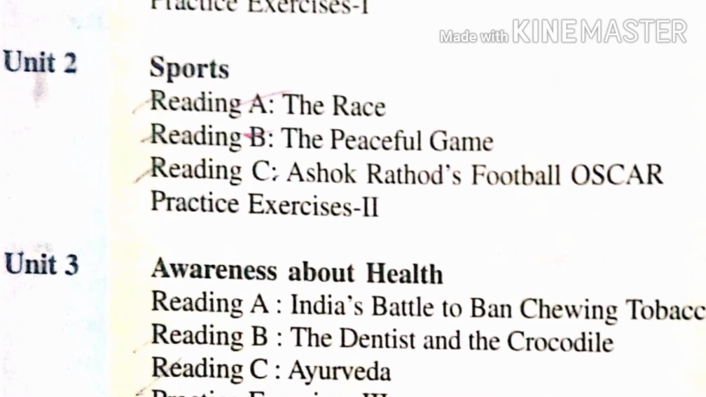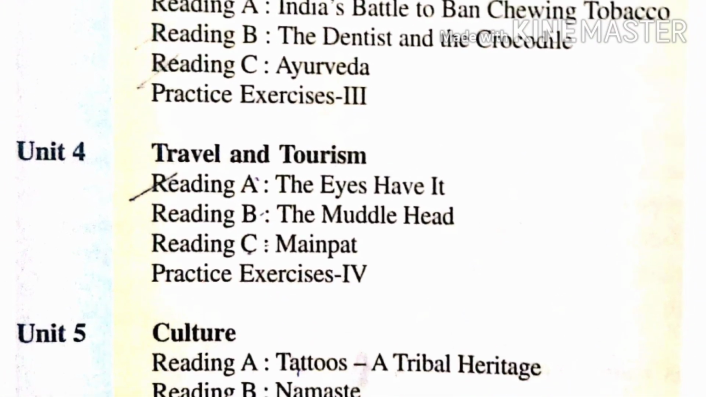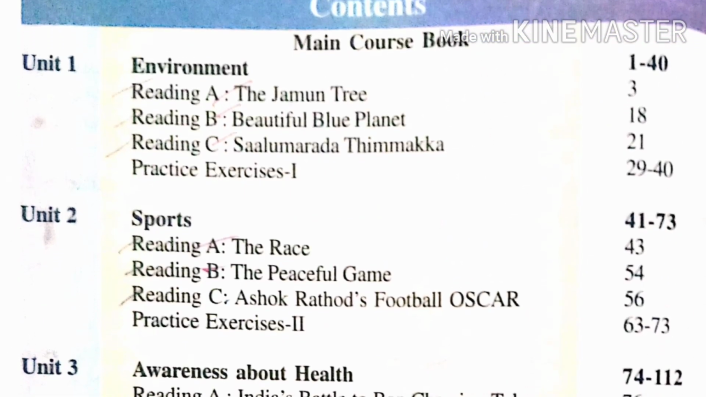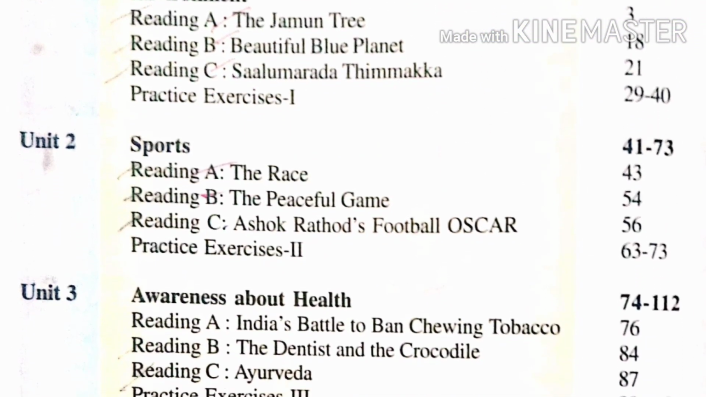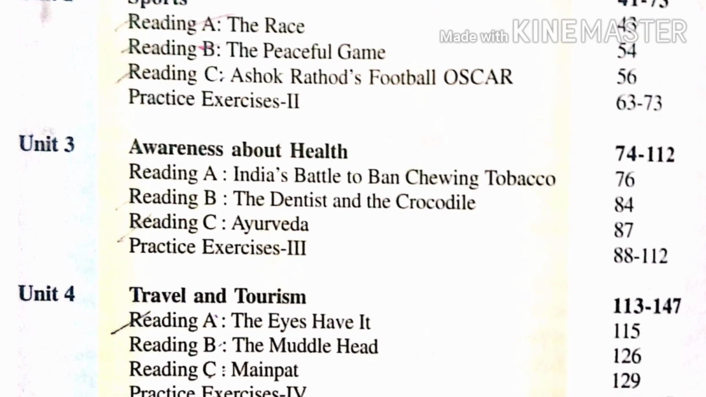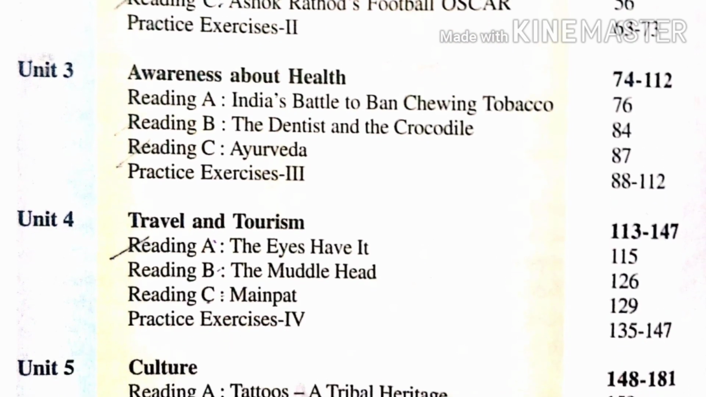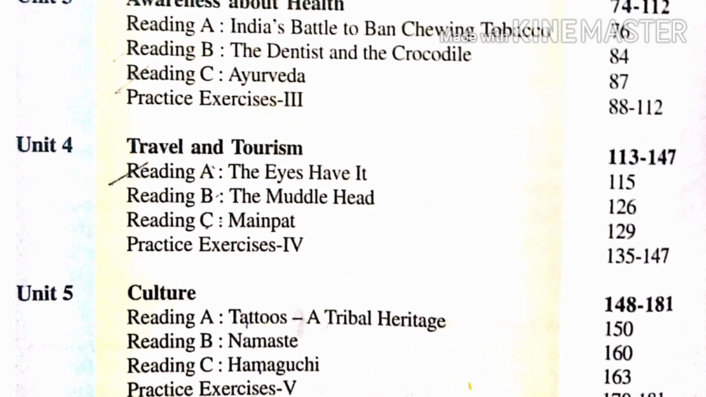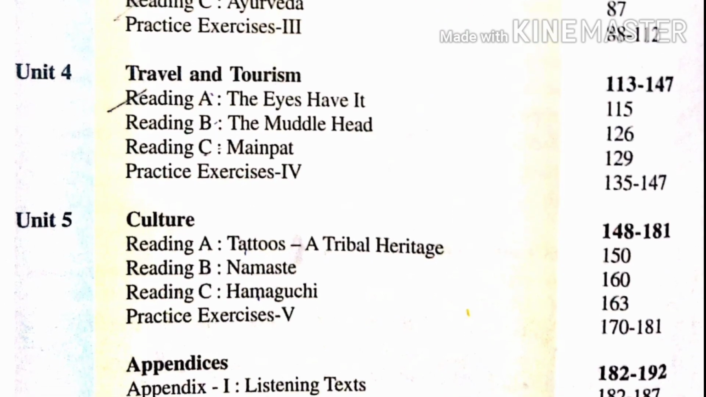And as we are going to start our online classes, before we start all the lessons, I want to introduce the complete lesson of the book or units of the book. So there are 5 units in the English book. In the first unit we will study about environment, in the second unit we will study about sport, in unit 3 we will study about awareness about health, in the fourth unit we will study about travel and tourism, and in the fifth unit we will study about culture.